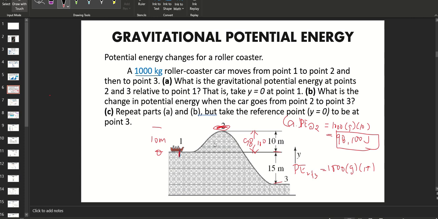So when we say change, we are really using point 1 as the reference point. So technically speaking, what becomes our change is just this. That's all that's left. So that's 1,000 times 9.81 times 15. So this is equivalent to 147,150 joules. Okay? So that is from this point to this point, from 0. Okay, so that is the energy.